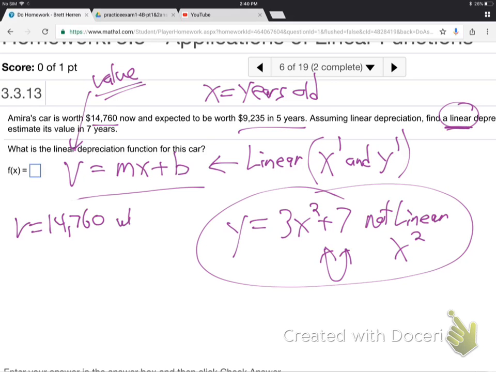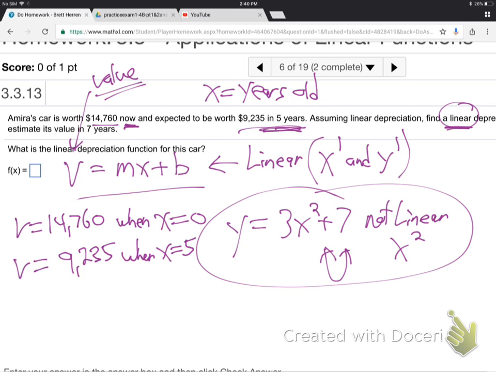So they're telling me that the value is $14,760 when the car is now, which means 0 years old. I actually don't know if it's new, but it's just a comparison to this, which is 5 years later. So they're telling me the value is going to be $9,235 when X is 5 years old. Let me stop there. I know that's kind of tricky, what we've done so far. Let me let you digest that for a second.